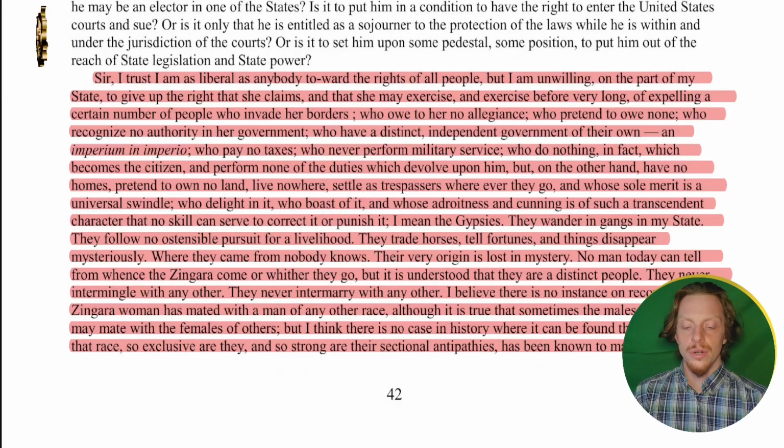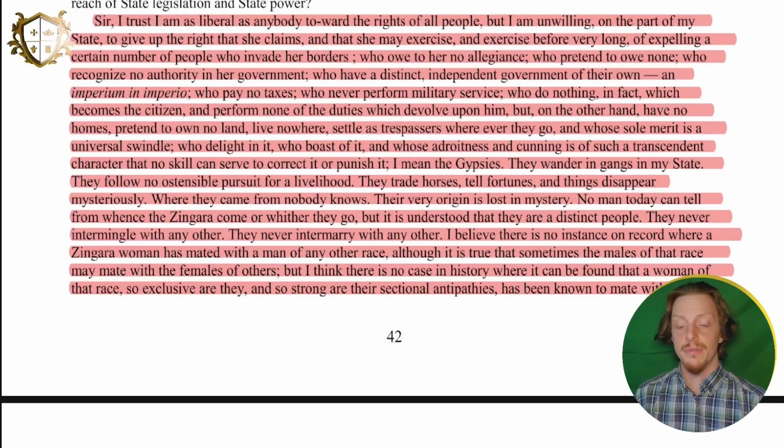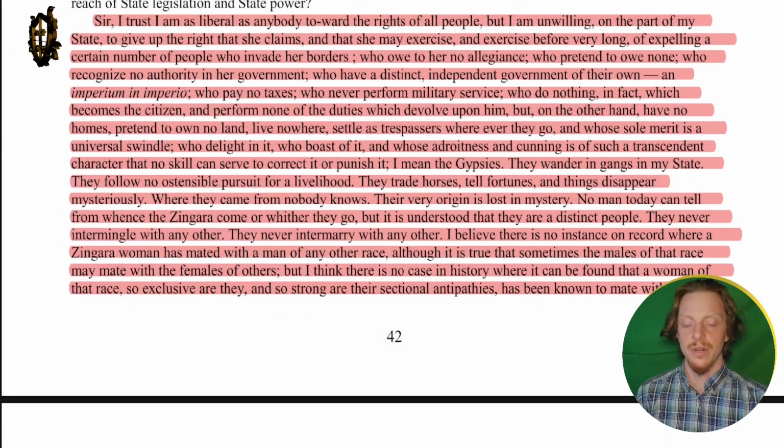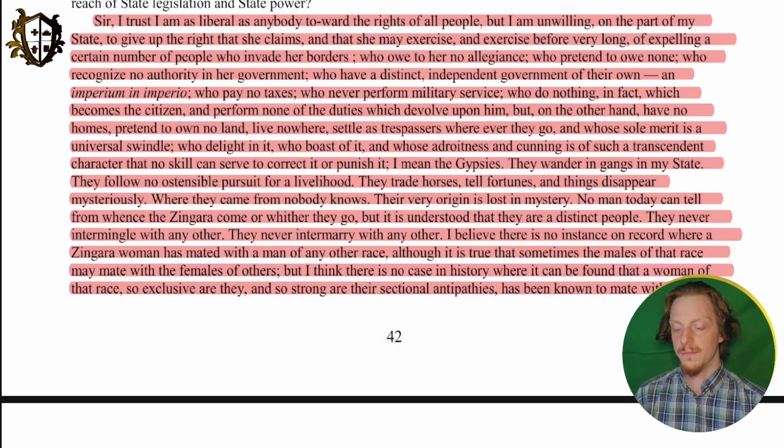Who owe to her no allegiance, who pretend to owe none, who recognize no authority in her government, who have a distinct independent government of their own, an imperium in imperio, who pay no taxes, who never perform military service, who do nothing in fact which becomes the citizen, and perform none of the duties which devolve upon him, but on the other hand have no homes, pretend to own no land, live nowhere, settle as trespassers wherever they go, and whose sole merit is a universal swindle, who delight in it, who boast of it, and whose adroitness in cutting is of such a transcendent character that no skill can serve to correct it or punish it.